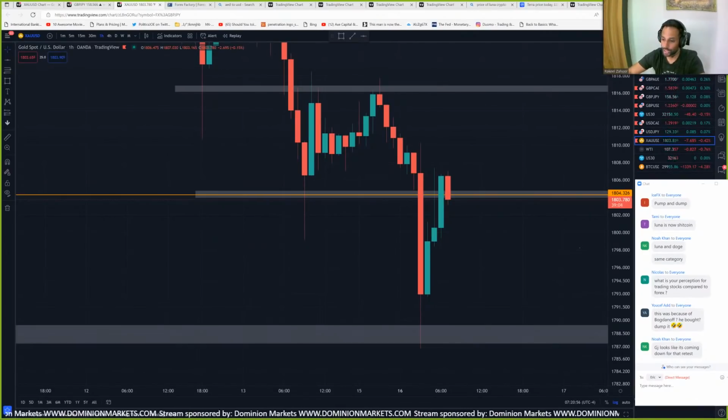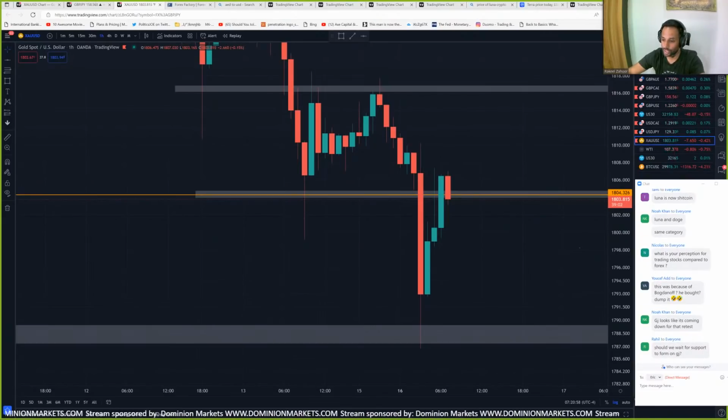Do you think trading is gambling? No. Does anyone have experience in depositing pound to Dominion Markets? You can't deposit pound to Dominion Markets. You can deposit via card to a USD wallet.